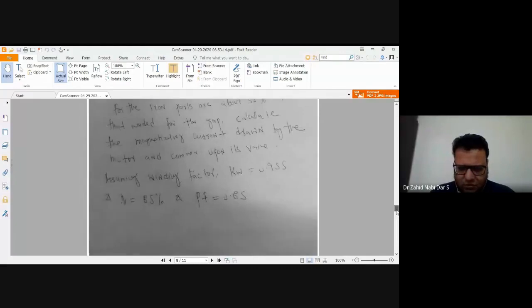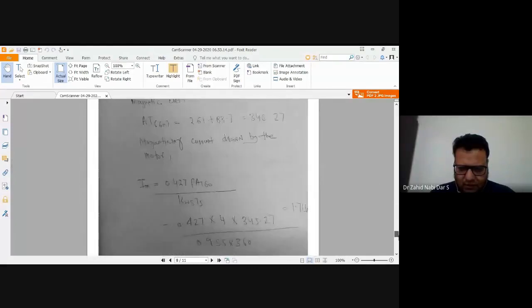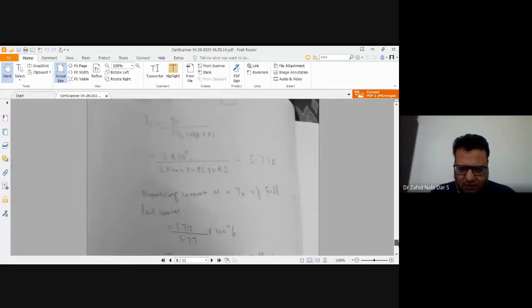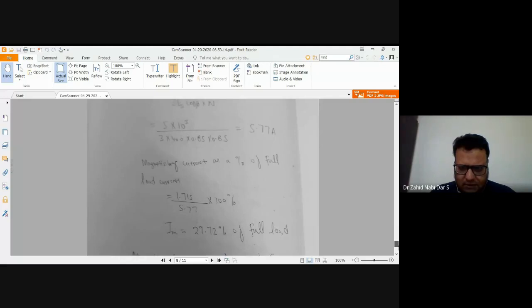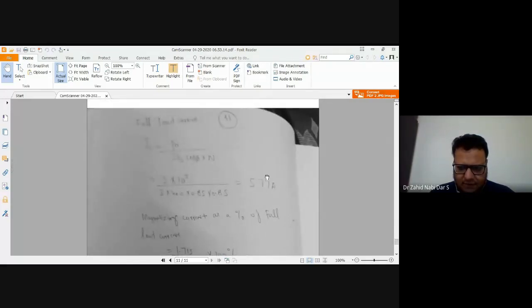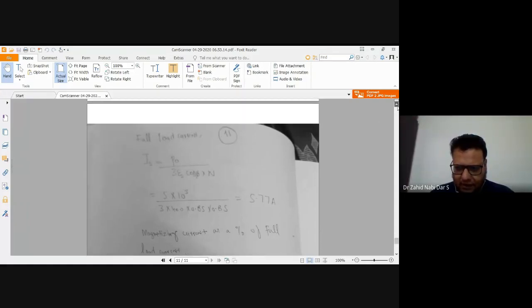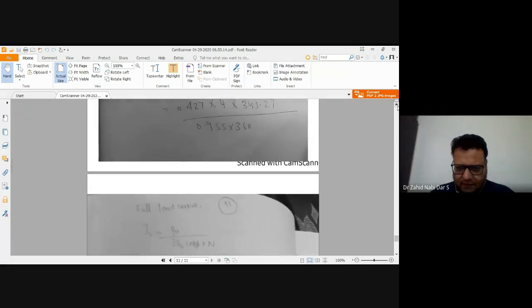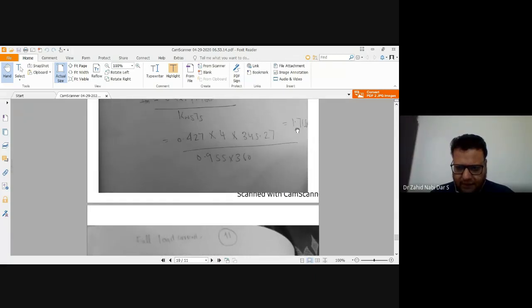So you have to substitute this and you will get the value of your current. This is your current, how much is it? Once you substitute, you get the value of 5.77 ampere. So, magnetizing current as a percentage of full load current. This is your full load current, and the current which you calculated here is your magnetizing current.